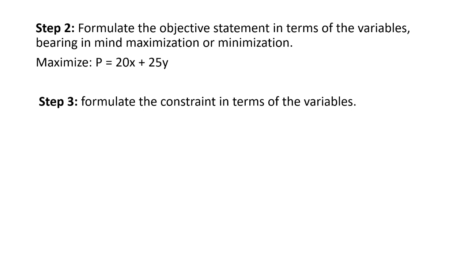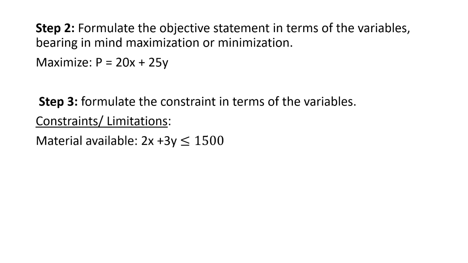Step number 3, you need to formulate the constraints in terms of the variables. Your constraints are also your limiting factors. You will write these as inequalities. The first one, what limits us is the amount of material that is available. The number of shirts we make and the number of skirts we make, multiplied by how much each takes, should be less than 1500. So 2 meters here, 3 meters there, multiplied by how many of each you make altogether, should be less than 1500.